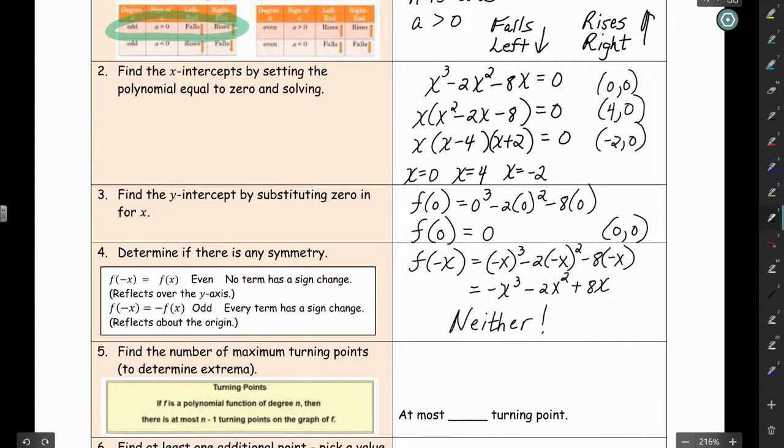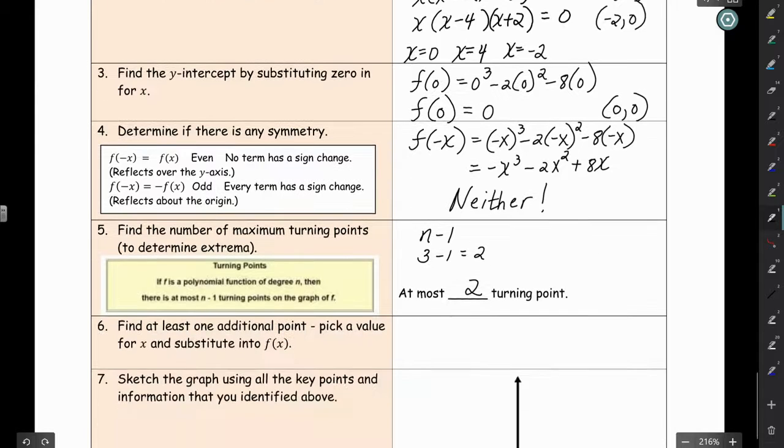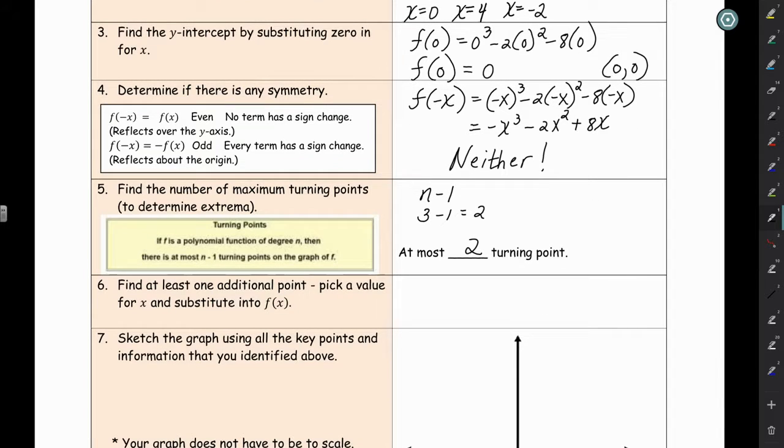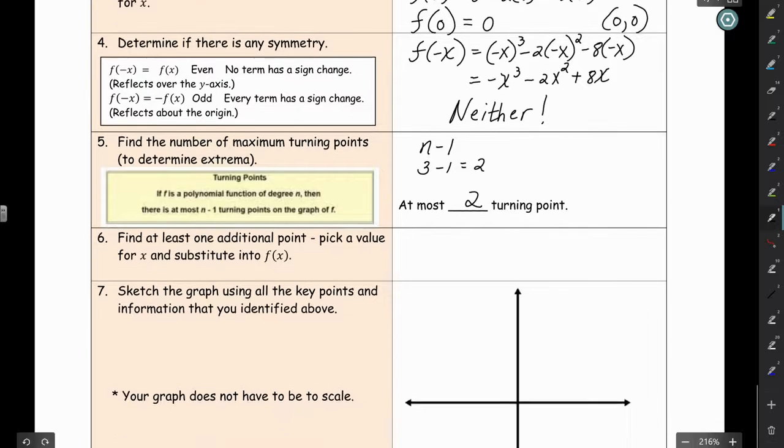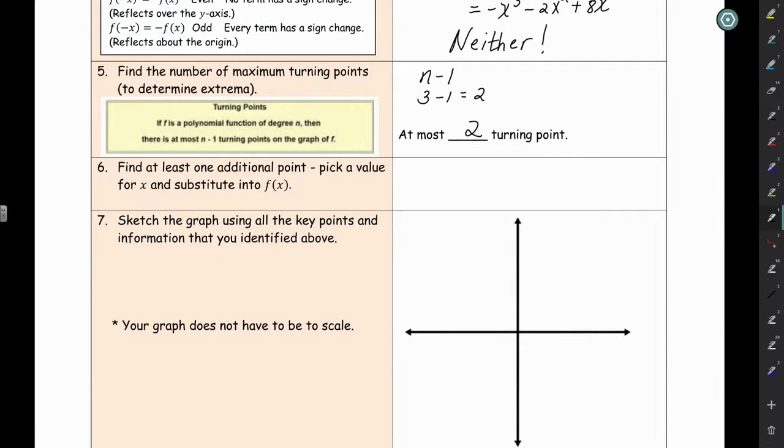Find the number of maximum turning points. In this case, n is equal to 3. So we have 3 minus 1. So we know we have at most 2 turning points in this graph. Find at least one additional point. I'm going to do the same routine that I did before. I'm going to plot what I have, and then I'll decide what point I'm going to pick.